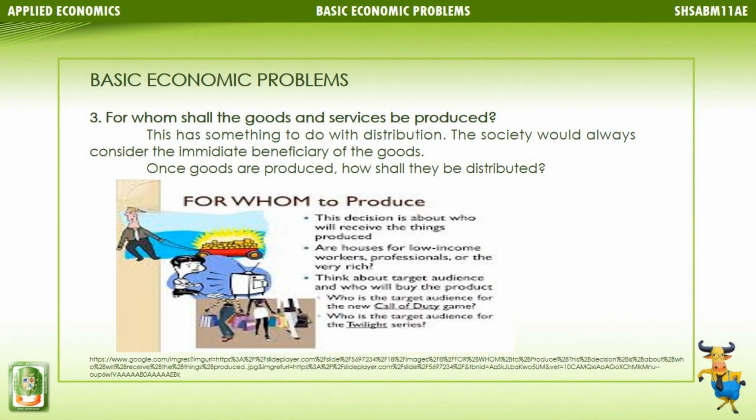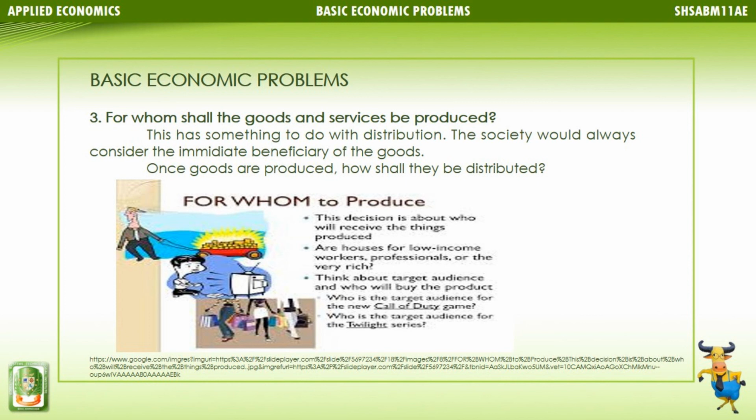Number 3. For whom shall the goods and services be produced? This has something to do with distribution. The society would always consider the immediate beneficiary of the goods. Once goods are produced, how shall they be distributed?